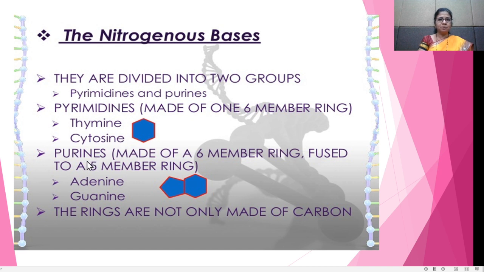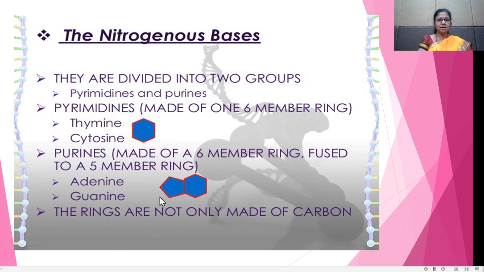And the second type of base is the purines. This type of base is made up of a 6-membered ring which is fused with a 5-membered ring. This type of ring is called purine. See here the 6-membered ring fused with the 5-membered ring. This type of base contains adenine and guanine. That means the pyrimidine bases are of two types, thymine and cytosine, and the purine bases are adenine and guanine.